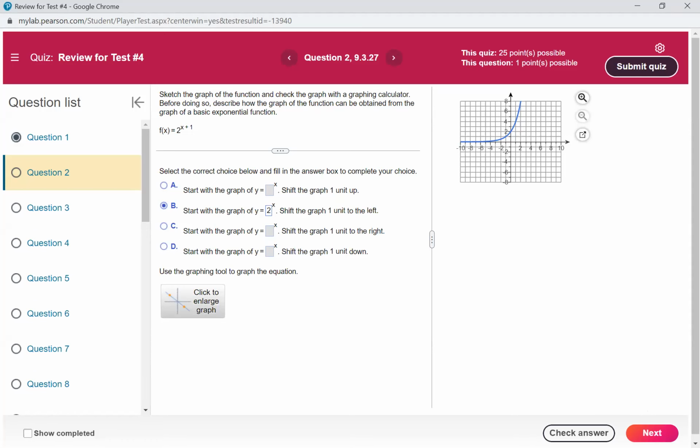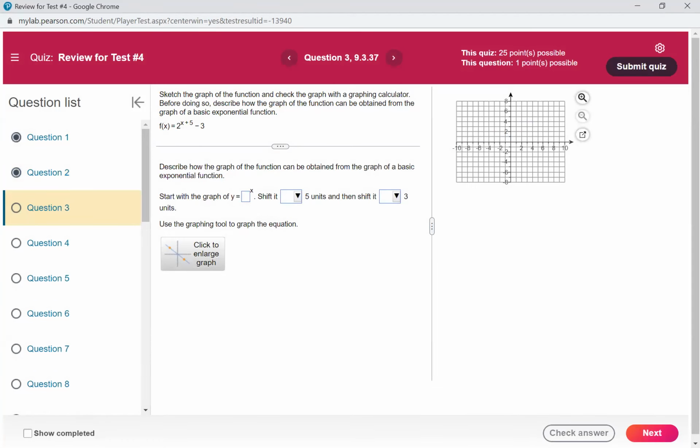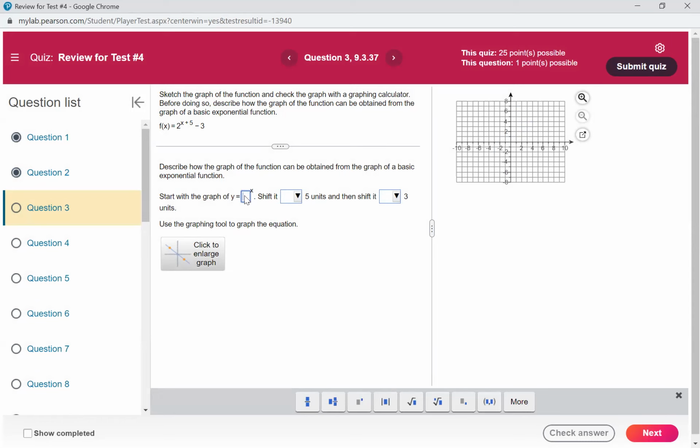All right, then we're going to hit next. So y'all, this one has 2 moves. They're adding 5 to the x, but then at the end, they're subtracting 3. So I'm going to start with the graph. My base is a 2, so I'm going to put my 2 in. Then it says shift it blank 5 units. So remember, since the 5 is being added to the x, that's going to move mine left. So I'm going to come down to here and click left.